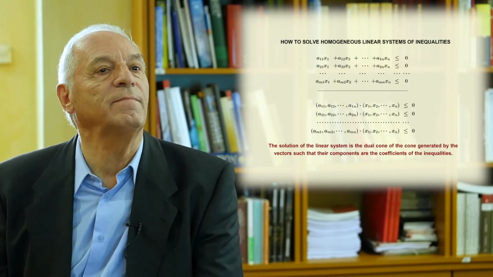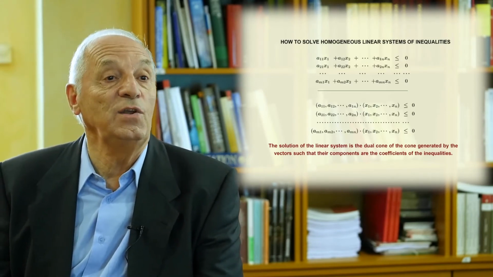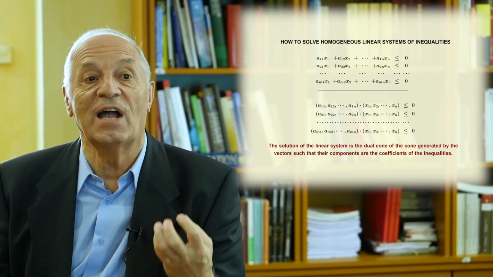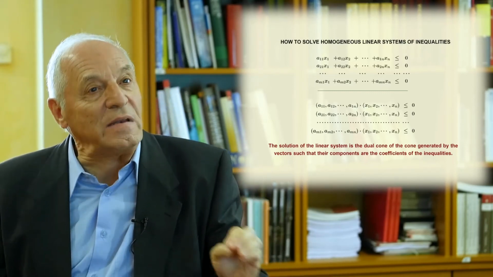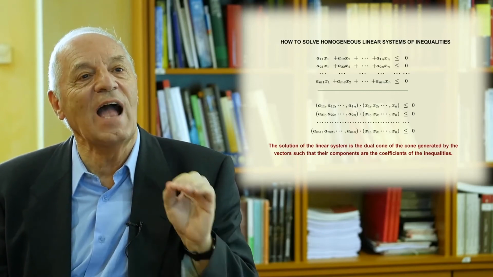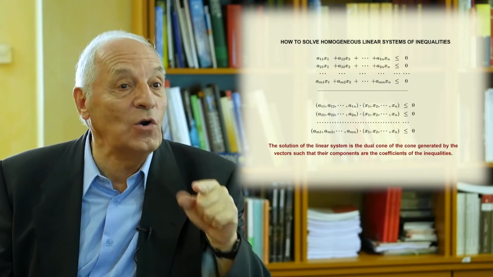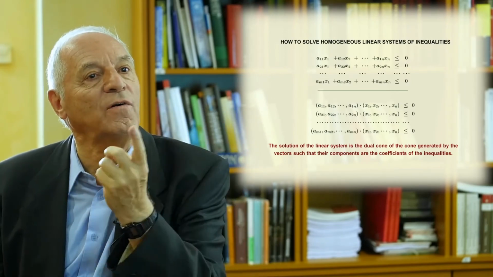This means that x1, x2, xn is in the dual cone of the cone generated by the row coefficients of the system. So the interesting thing is that this new way of seeing the system of inequalities tells us that the solution of that system is a cone, which is very important. The solution of any linear system of inequalities is a cone. And second, it tells us that it is the dual cone of the cone generated by the row vectors or coefficients of this system. And that is a very important thing.